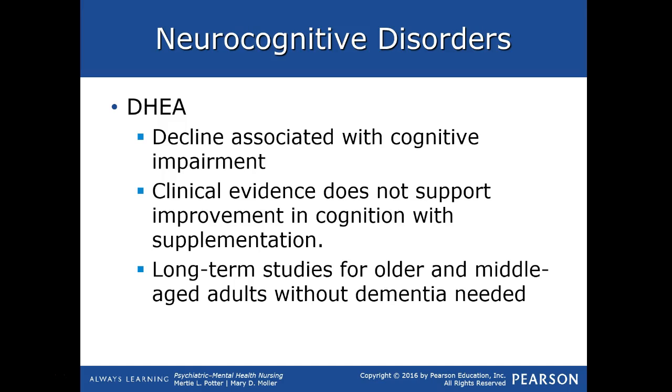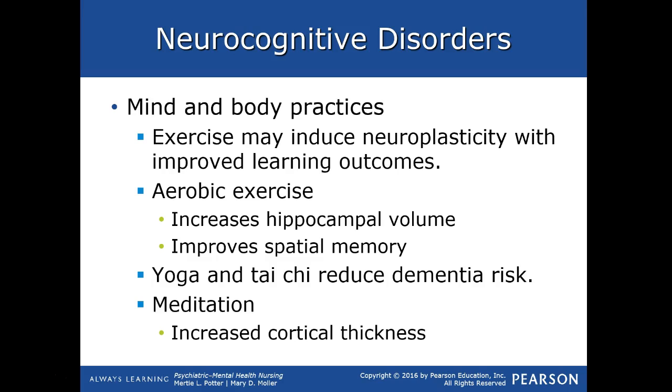DHEA, decline associated with cognitive impairment. Again, this is something that we see declining in patients. Clinical evidence, however, does not support improvement in cognition with supplementation. Even though this is something we see decreasing, we don't see improvement if we give it back to them in the form of a synthetic medication. Mind body practices, again, for neurocognitive disorders: aerobic exercise increases the hippocampal volume and improves spatial memory. Yoga, Tai Chi, and meditation may reduce dementia risk.